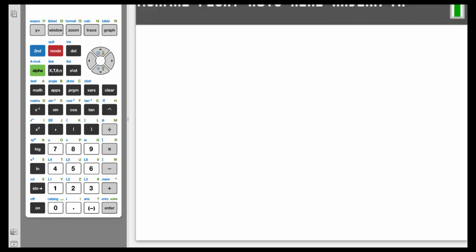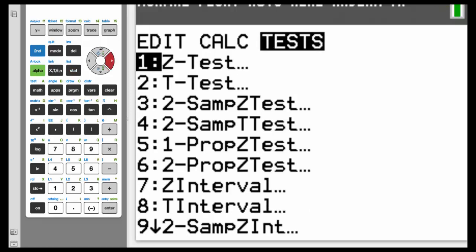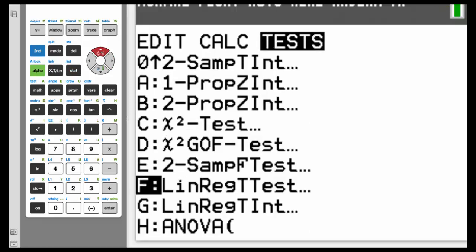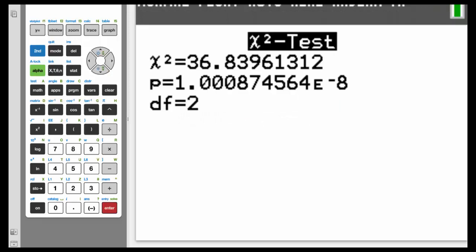So hit stat, highlight tests, and we're going to go to letter C. That's going to be chi-squared test. Hit enter. The observed matrix is A. The expected will be B. That's fine. Highlight, calculate, and hit enter. So our p-value is given here.